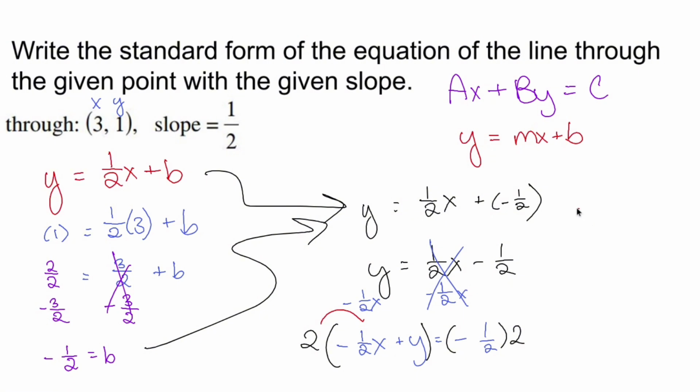So let me write that over here. Negative 1x, so negative x. 2 times positive y is going to be plus 2y. And on the right side, I have negative 1/2 times 2, which is negative 1 again. So now it's in standard form. And once it's in standard form, we're good to go, and everybody's happy. Was it pretty? No. But did we do it? Yes. And don't you feel good about yourself? You should.